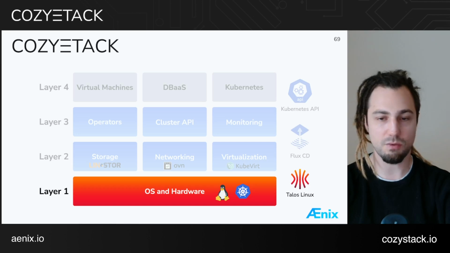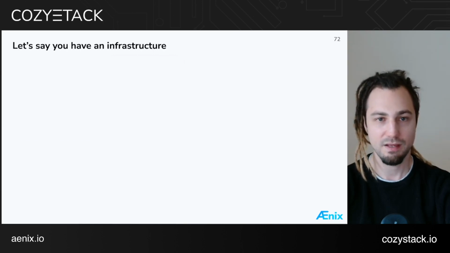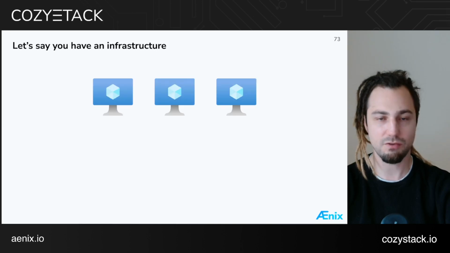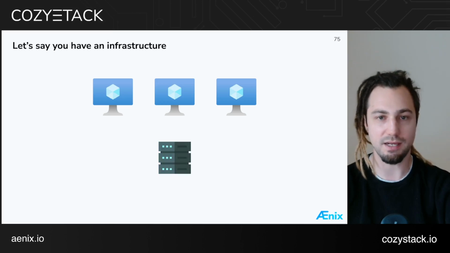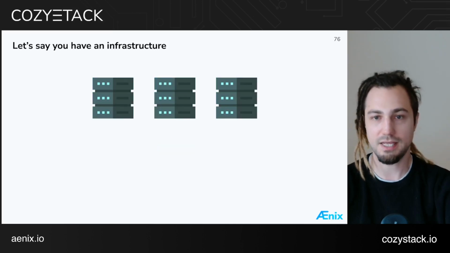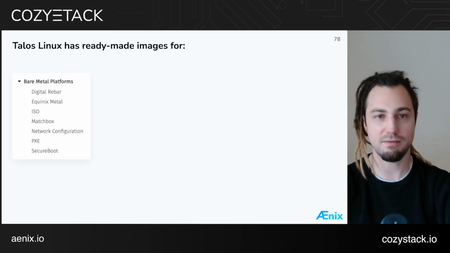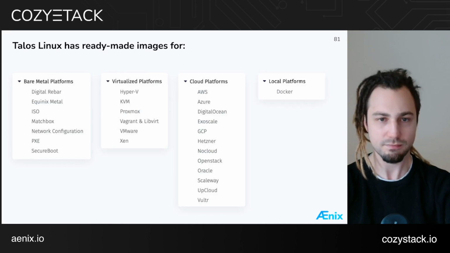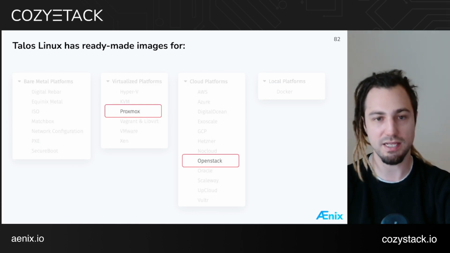Let's talk about layer 1 and Talos Linux itself. Let's switch to the next topic, hardware and operating system management. Let's say you have infrastructure. It could be virtual machines. Those virtual machines can be running in the cloud or on-prem, or that could be bare metal servers themselves. Talos Linux has ready-made images for everything. So you can use some providers, for example, Proxmox or OpenStack. You can simply download the Talos Linux image, import it, and start using it immediately.